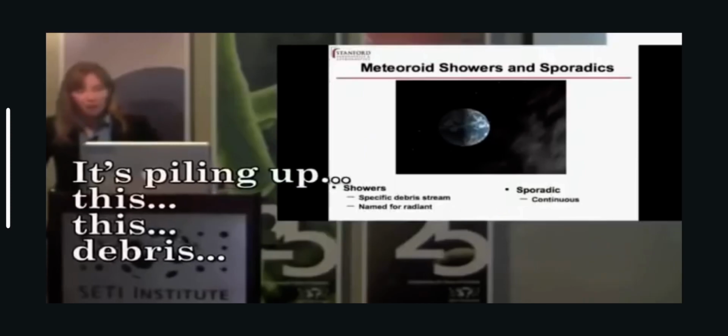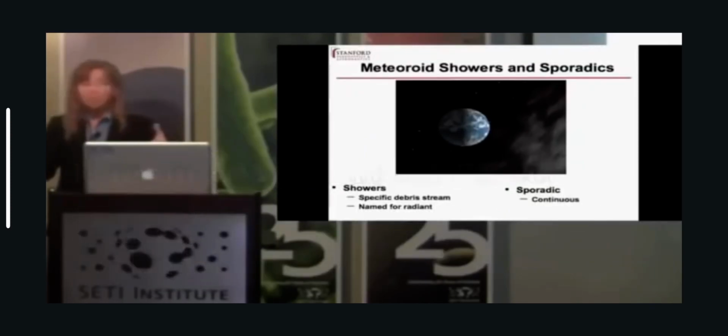Coincidence? It's plowing up this debris, yeah. Just like a bug on a windshield effect.